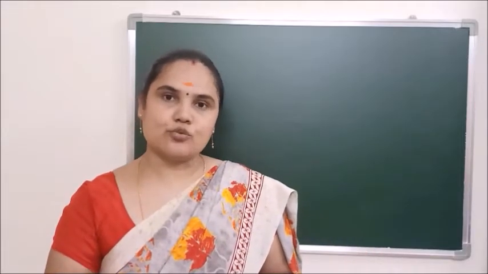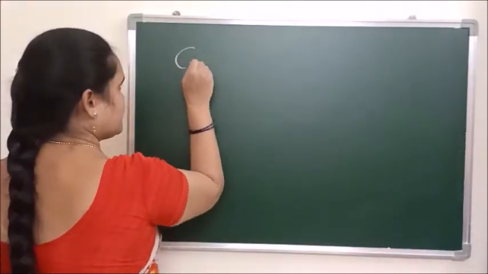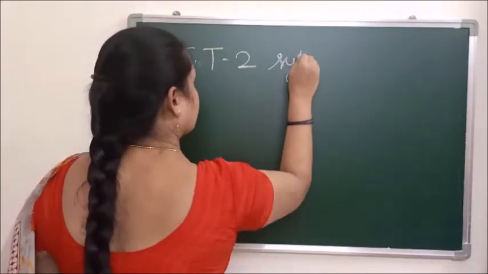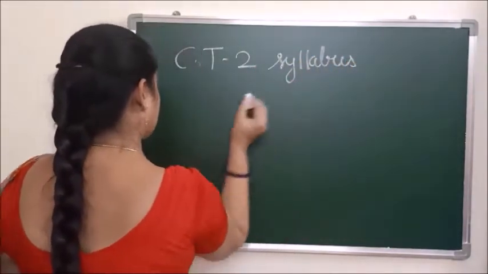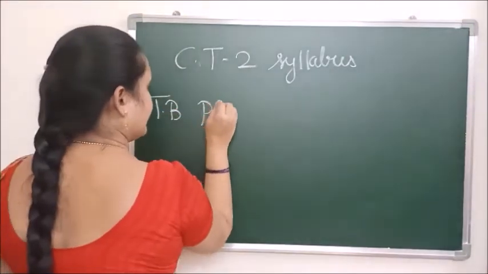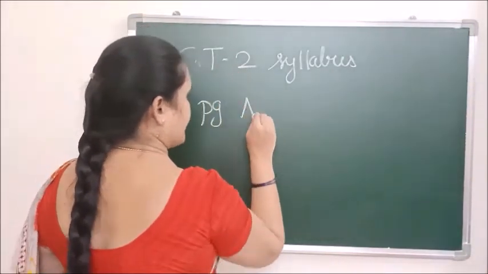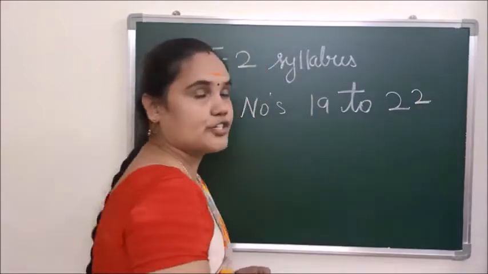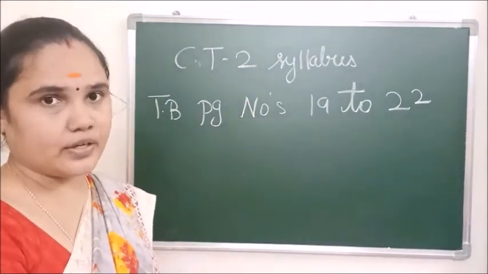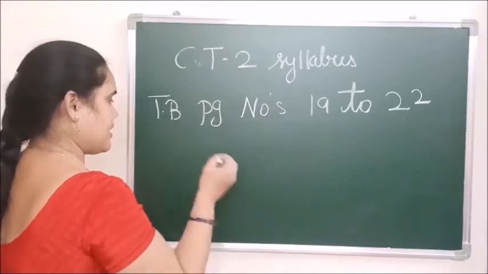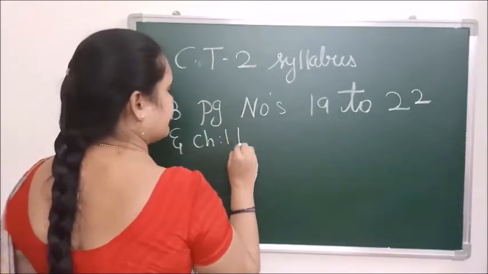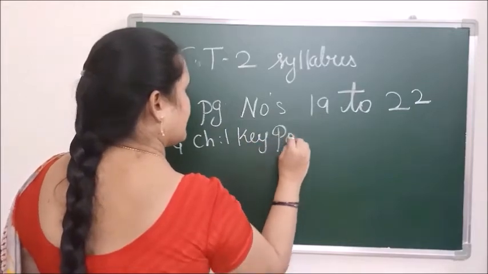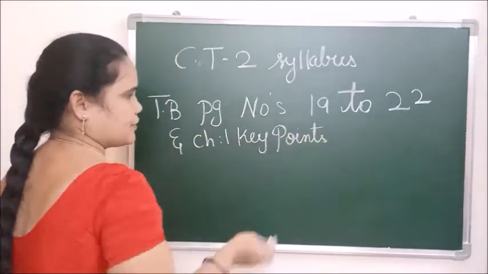Yes. See, children, you have Maths CT2 on Monday, children. Okay. So, what is the CT syllabus, children? Look here. CT2 syllabus. It is from chapter 1, you have textbook page numbers 19 to 22. Okay, children. These page numbers belong to chapter 1. And you have to read chapter 1 key points also, children.